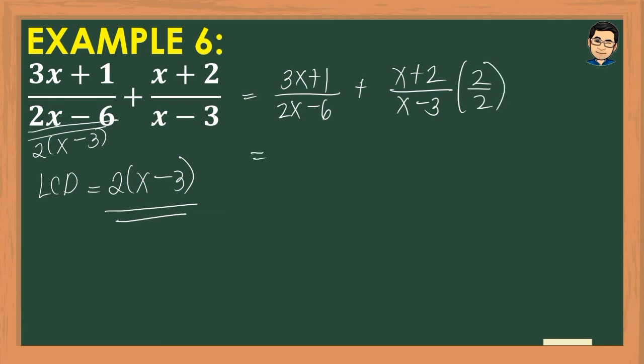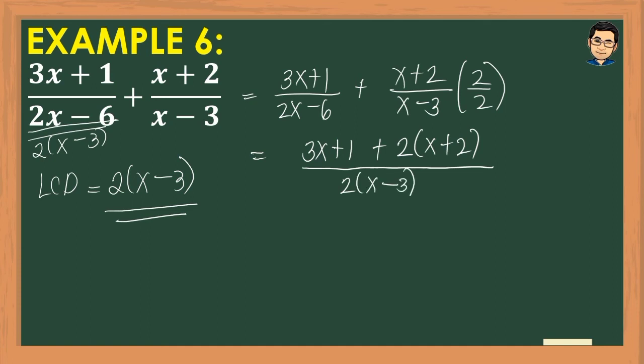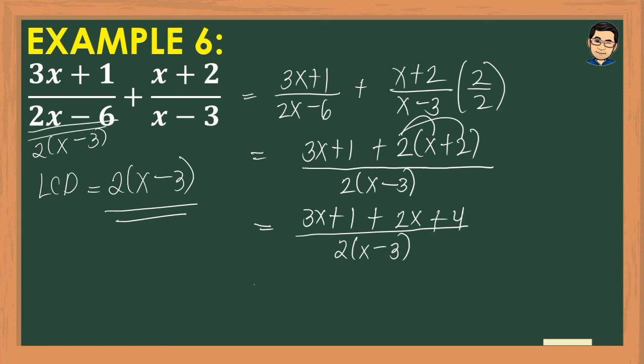Now, copy lang natin ulit 3x plus 1 plus 2 times the quantity x plus 2 all over 2 times x minus 3 muna. Next, 3x plus 1 plus yung 2, i-distribute natin. So 2 times x, that is 2x. And then 2 times 2, that is 4 over 2 times x minus 3. And then we combine like terms, 3x plus 2x, that is 5x. 1 plus 4, that is 5.